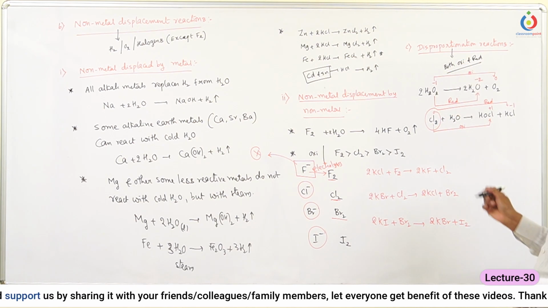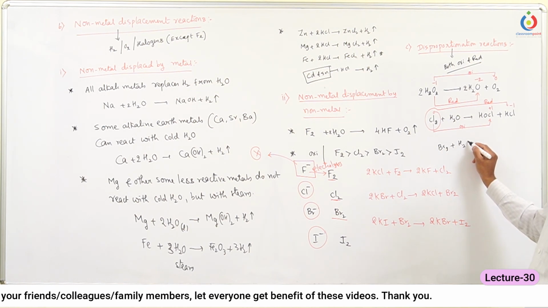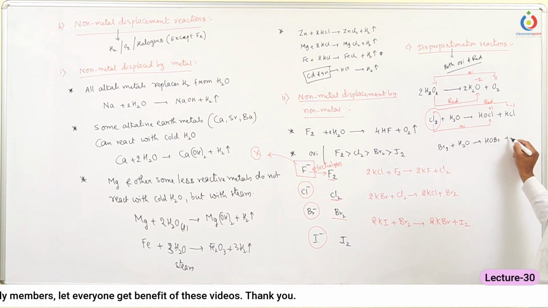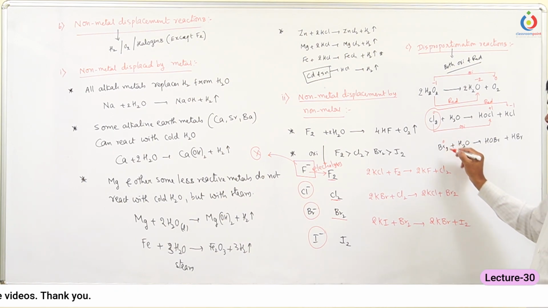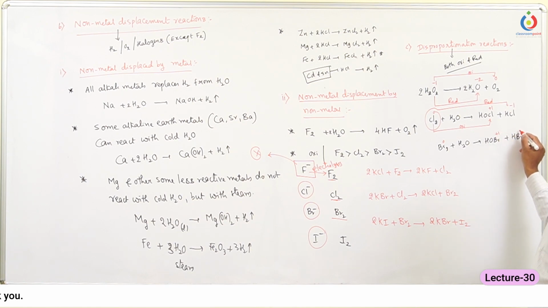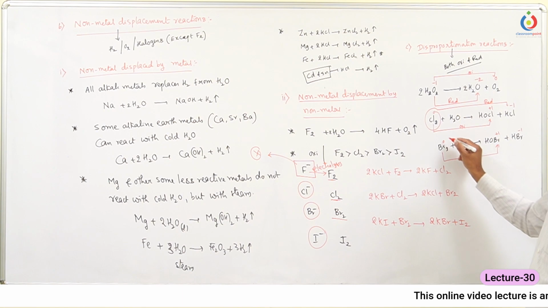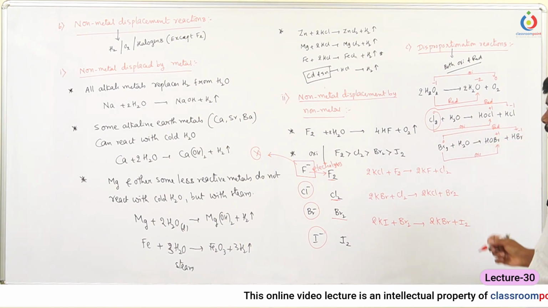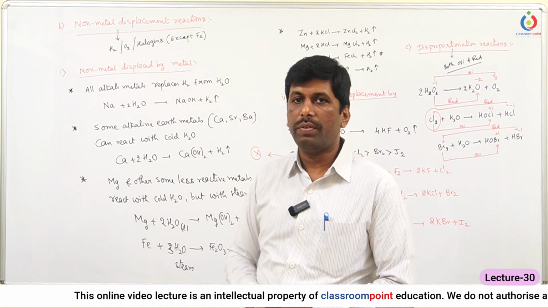Let us see another reaction, that is bromine reacts with H2O to form HOBr plus HBr. So the bromine oxidation state is 0 here, here +1, here -1. Bromine is oxidized here, and here bromine is reduced. So it participates in both oxidation as well as reduction, so we can call this a disproportionation reaction.